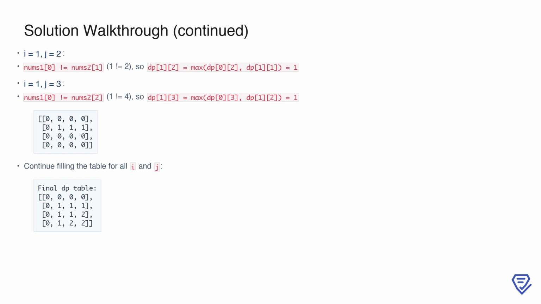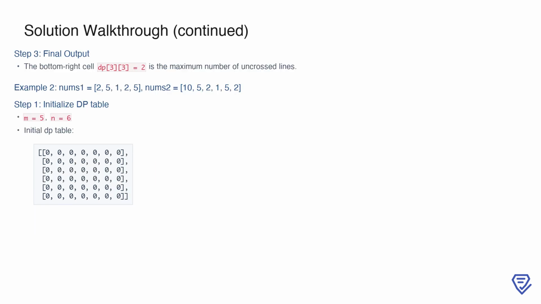Continuing this process for all i and j, we fill out the DP table step by step. By the end, the table is fully updated, with the bottom right cell, dp[3][3], holding the value 2. This value represents the maximum number of uncrossed lines we can draw between nums1 and nums2 in this example.